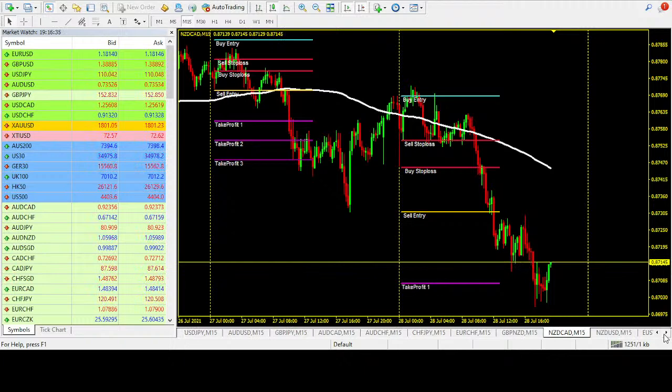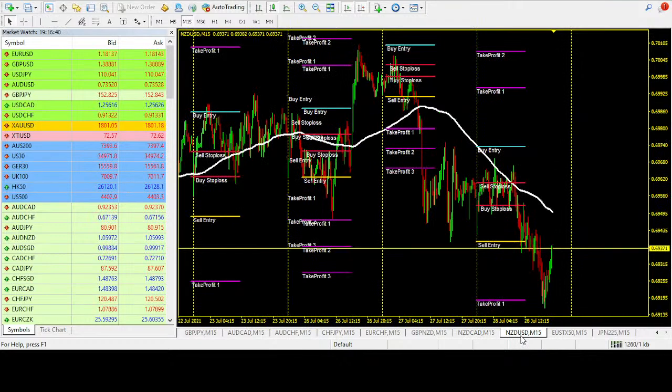Let's keep going. There's quite a few charts. There's a lot of setups that happened today, which were quite interesting.